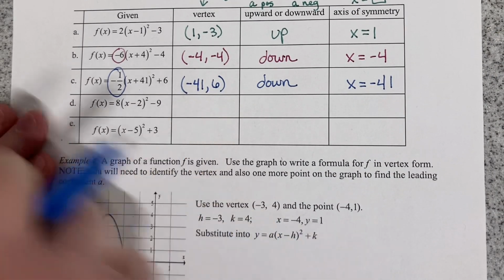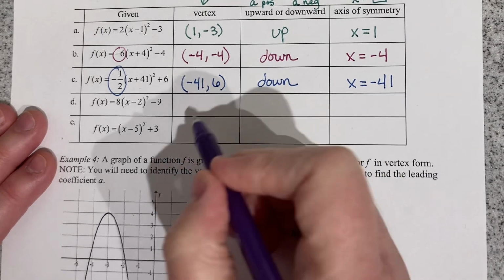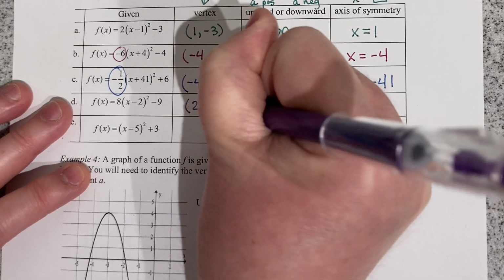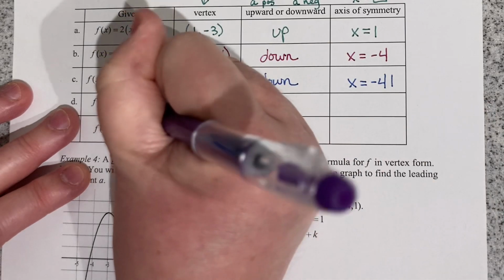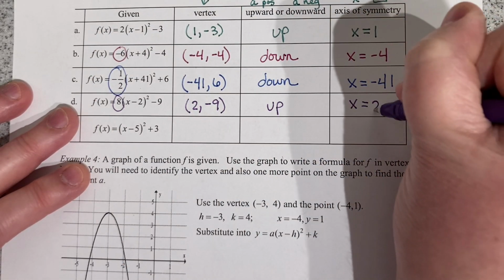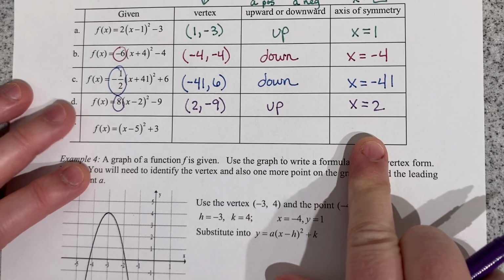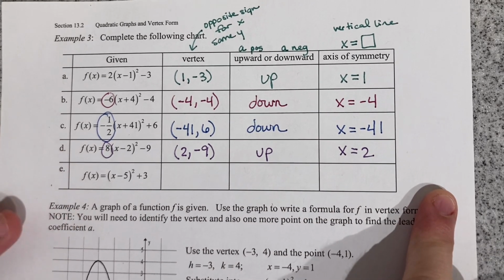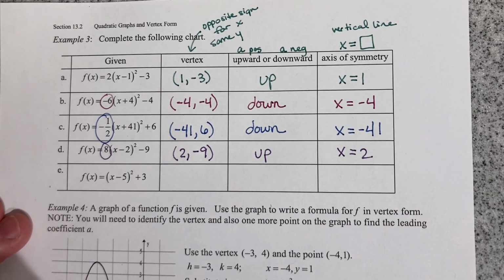So hopefully these are making sense. Let's try it. Opposite for x, same y. The a is positive, so that's upward. x equals 2 is the axis of symmetry. You might want to pause the video, try the next one on your own, and then check with me.